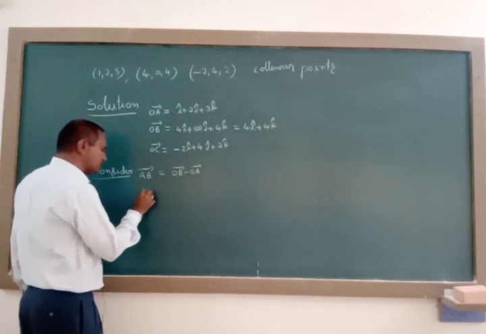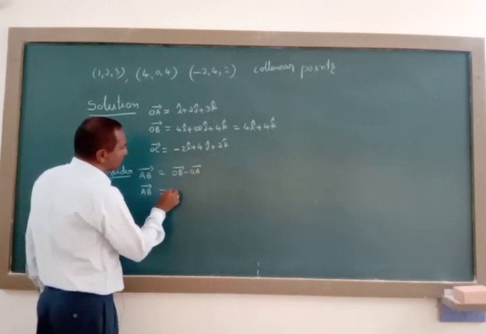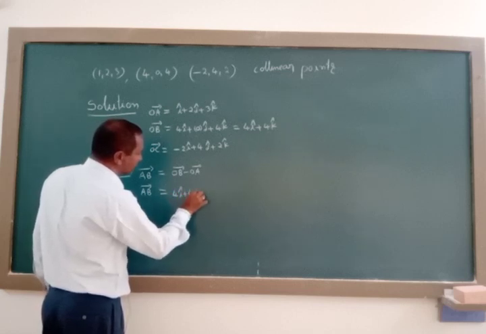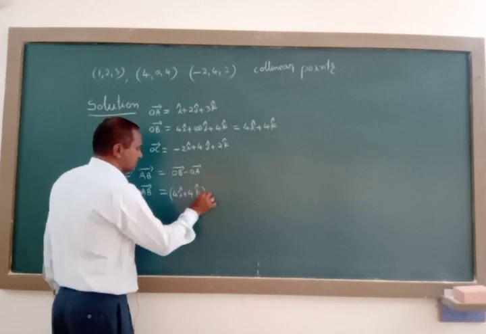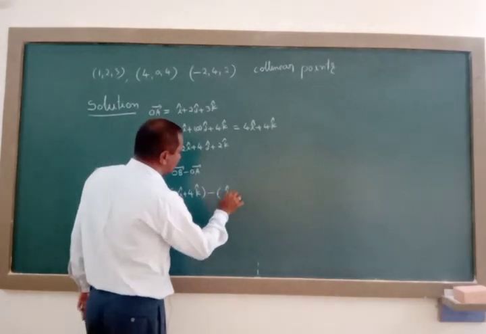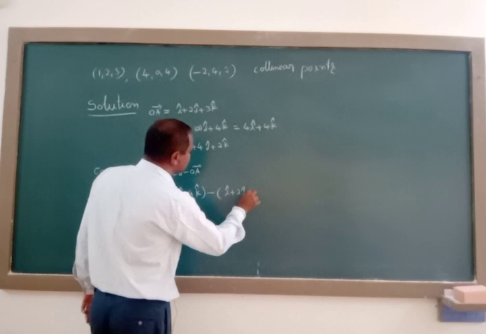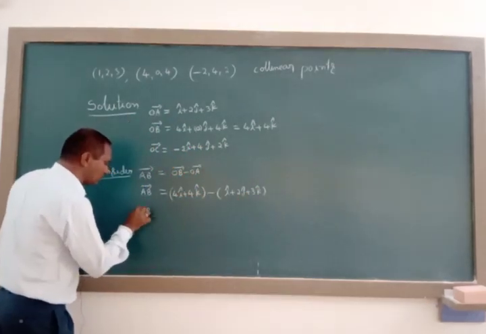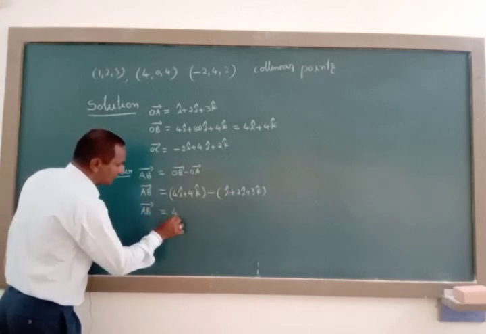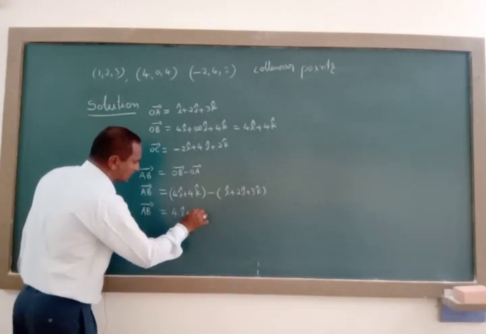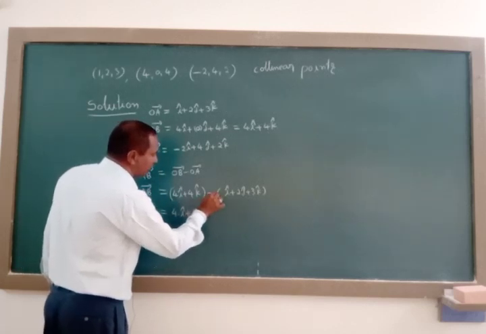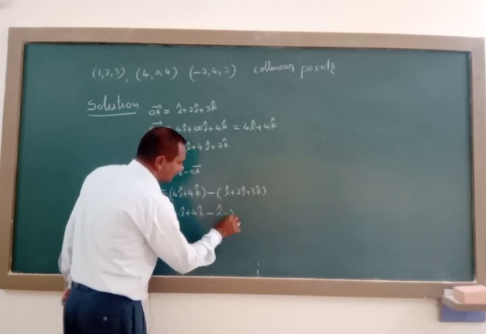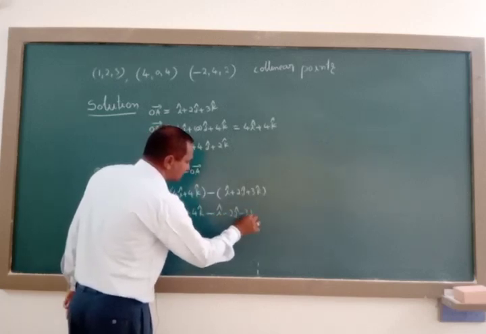AB bar is equal to OB bar minus OA bar. OB bar is 4I cap plus 4K cap, minus OA bar, which is I cap plus 2J cap plus 3K cap. Open the bracket with the help of minus, then all the signs will be changed: minus I cap, minus 2J cap, minus 3K cap.